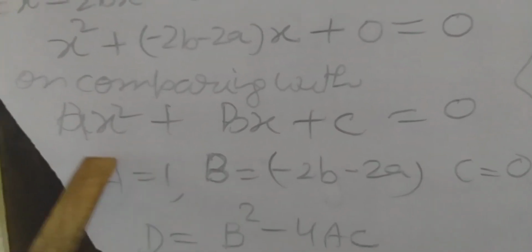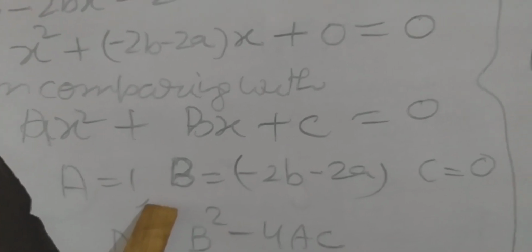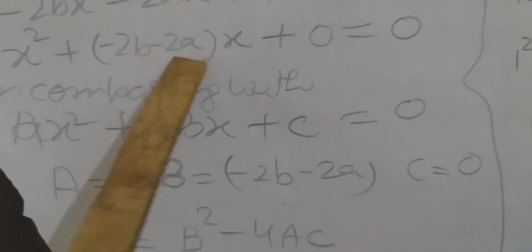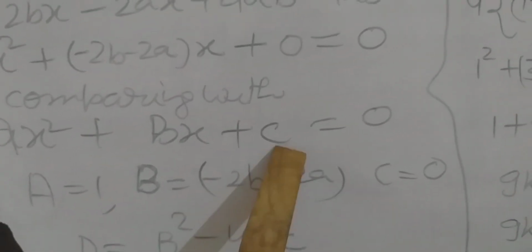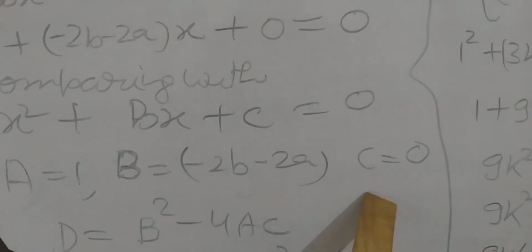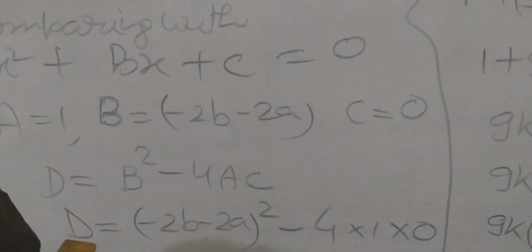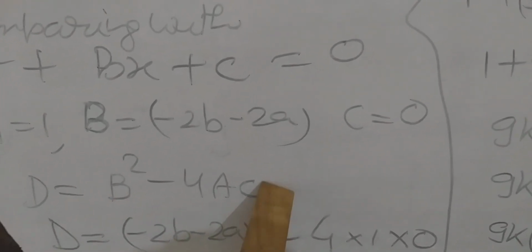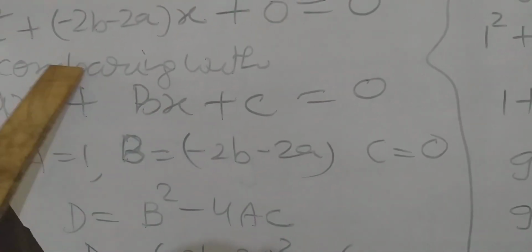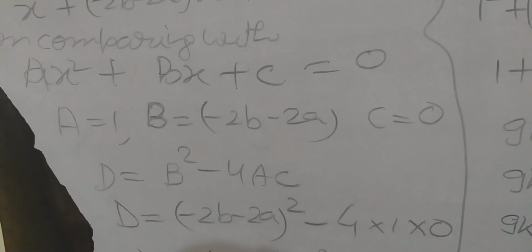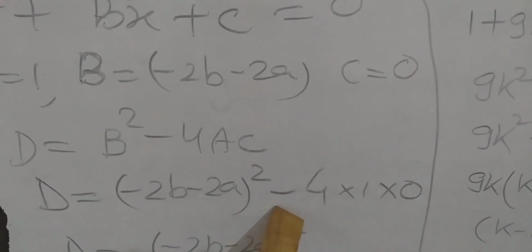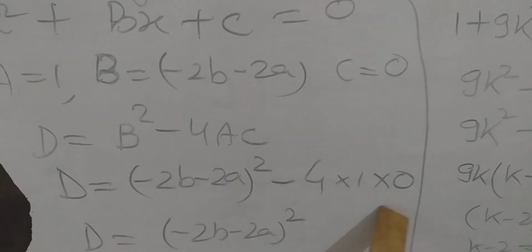So capital A value, students, coefficient of x square, is 1. Capital B value, coefficient of x, is minus 2b minus 2a. And C value is 0. Okay, students? So let us find out D. D equals B square minus 4AC. I have written capital letters here because small letters are given in the equation. Correct, students? So put the value of B: minus 2b minus 2a whole square, minus 4, A value 1, C value 0. So 4 into 1 into 0 is 0.